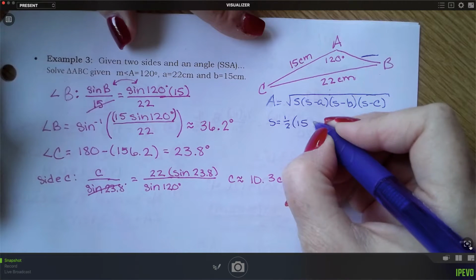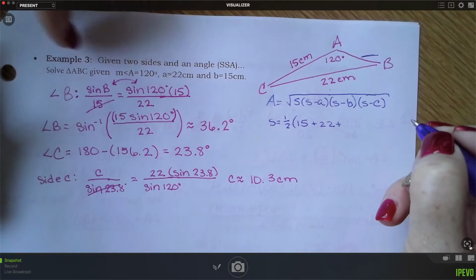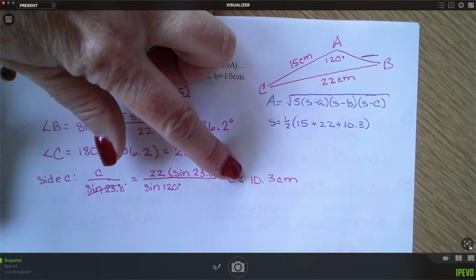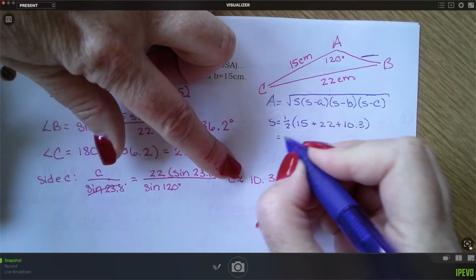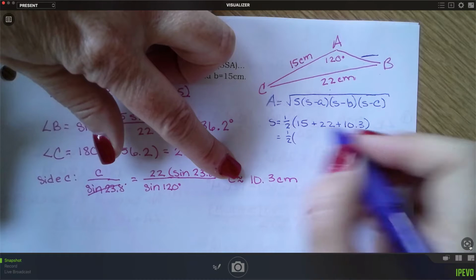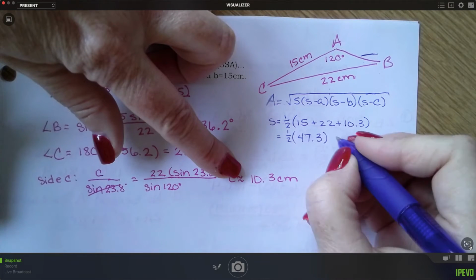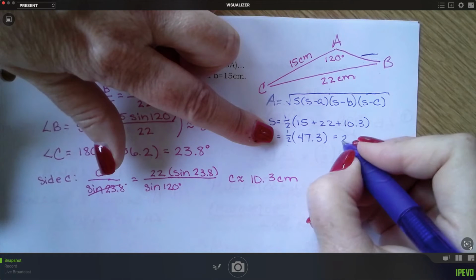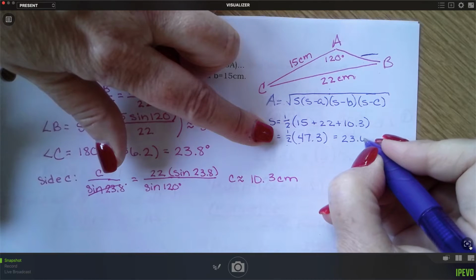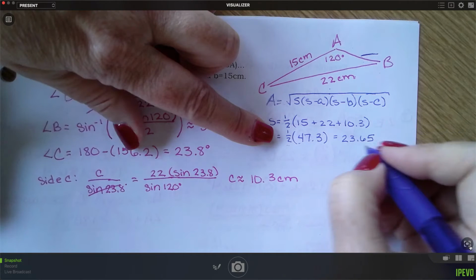Okay, so 15 plus 22 plus 10.3. So 47.3. Half of that would be what? 23.65. Okay, and we're not going to round that. We're going to use the whole thing.